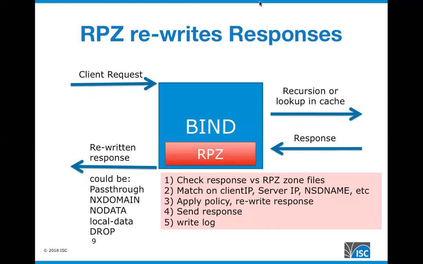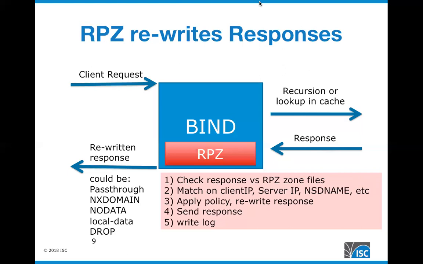So what this looks like is, you'll notice that the client request is coming into a BIND server here. The BIND server is going to go ahead and still recurse. So even if this is a known query name that we might have some suspicions about, we're going to go ahead and do recursion. We're going to look up in our cache, and we're going to figure out what that response would be. Then BIND will do some checks to see if that response is contained in these RPZ zones that we have.